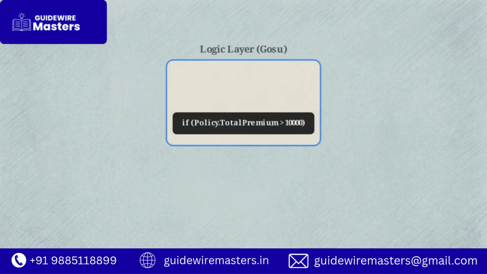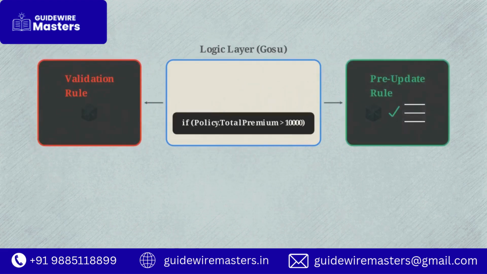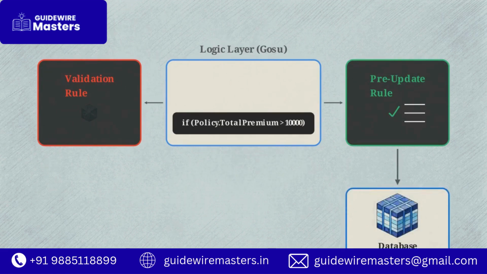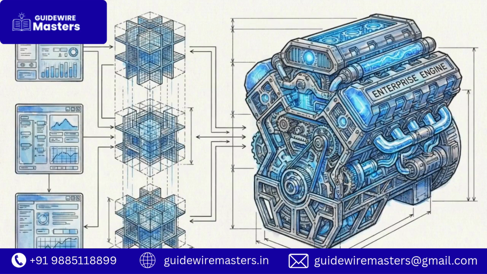Beyond the interface, Gosu governs business rules. This chart illustrates a logic branch for premium calculations. Validation rules evaluate data to ensure integrity, triggering warnings. Meanwhile, pre-update rules run secondary checks on clean data right before committing it to the database. Because of its object-oriented nature, Gosu scripts can be organized into modular, reusable libraries within Guidewire Studio, keeping the logic clean and maintainable. Gosu is the critical link. It takes passive UI screens and data tables and transforms them into an active, decision-making enterprise engine.